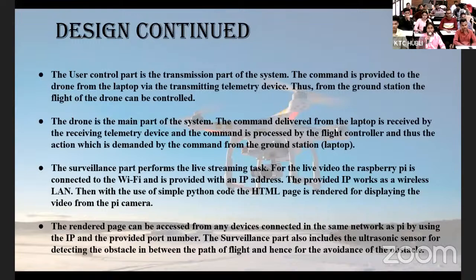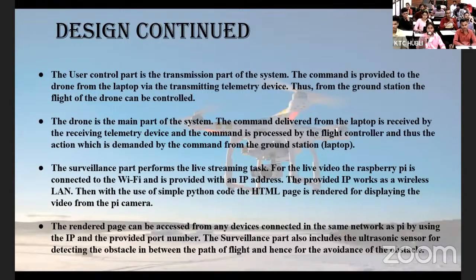The user control part is the transmission part of the system. The command is provided to the drone from the laptop via the transmitting telemetry device. Thus, the flight of the drone can be controlled from the ground station. The drone is the main part of the system. The command delivered from the laptop is received by the receiving telemetry device, and the command is processed by the flight controller, and thus the action demanded by the command from the ground station is performed.